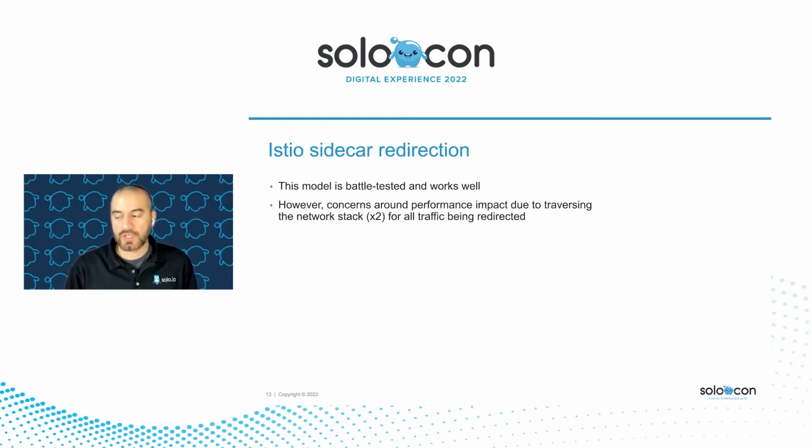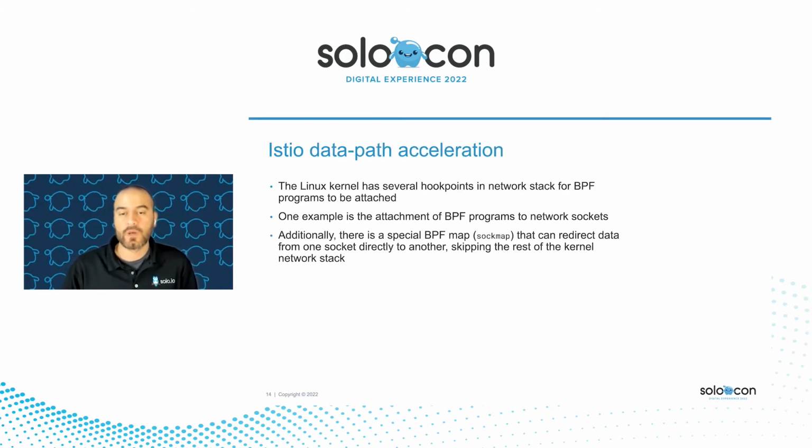So as I mentioned, it works well. It's battle tested. Istio is running in production and has been for years now. But there can be concerns that with the sidecar injection model and traffic redirection model, you are doing that network traversal in the kernel pretty much twice for every flow. And so there are ways that we can improve that, and that's one of the places that eBPF can help. Istio data path acceleration is a way of accomplishing that.